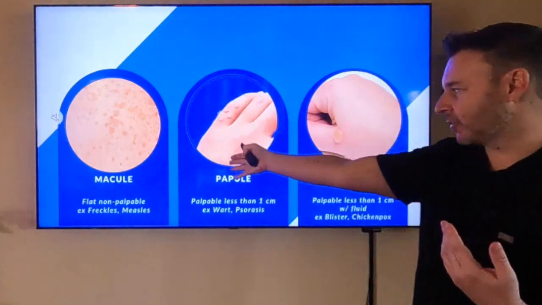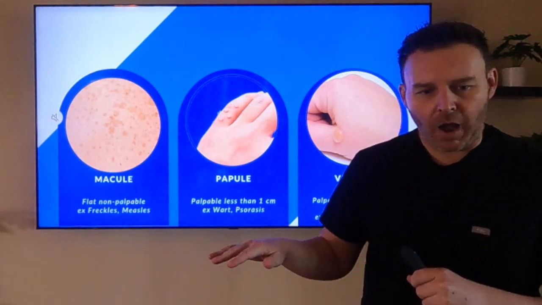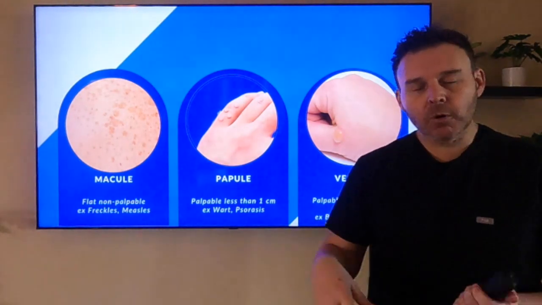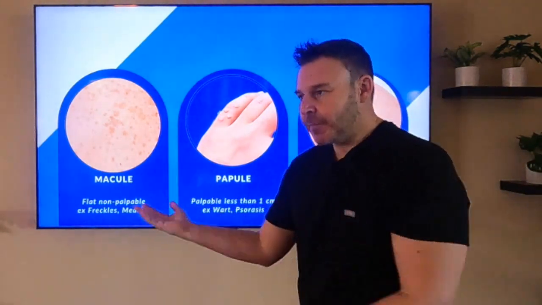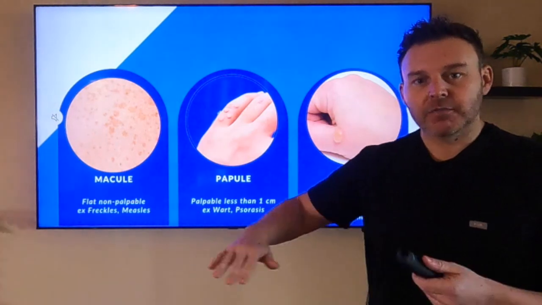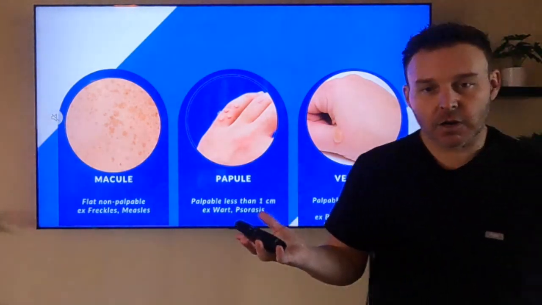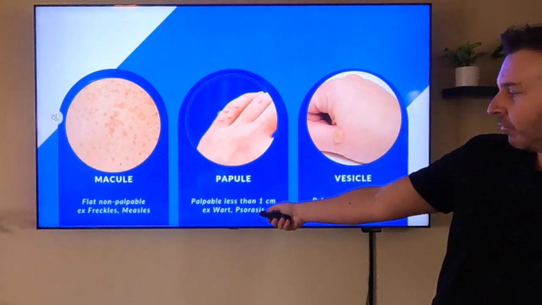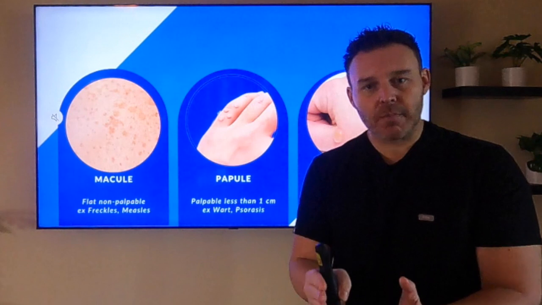If we're talking about macule, let's start there. As I mentioned, it's a flat spot. They are non-palpable, meaning they're not raised. So when we try to touch them, we're not going to feel them. They're going to be flat with the skin. Examples of what we consider a macule are freckles and measles. Okay, so that's what you want to go with for a macule.